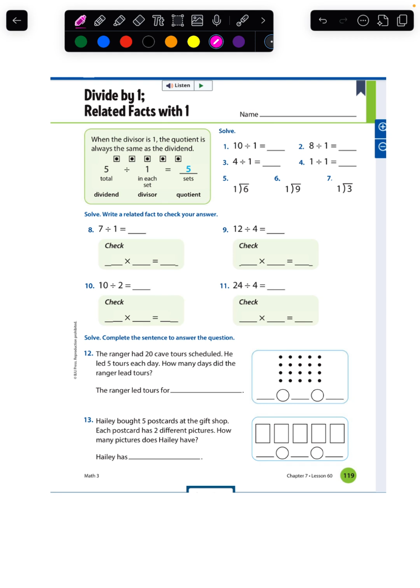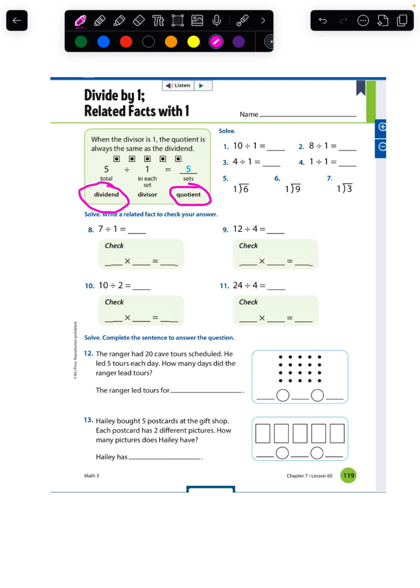Sound familiar? When we multiply by 1, our answer is always that number. It's the same thing when you divide by 1. So let's look. 5, which is our dividend, divided by 1 gives us 5. Our dividend and our quotient will always be the same.